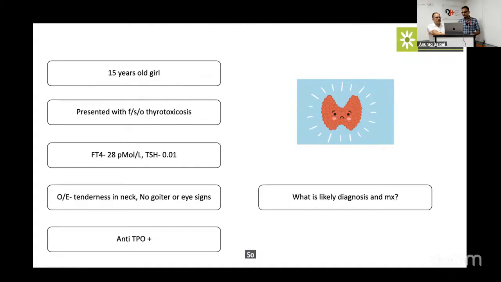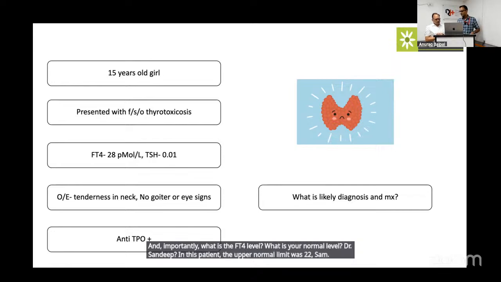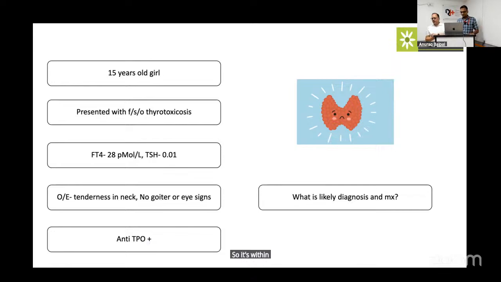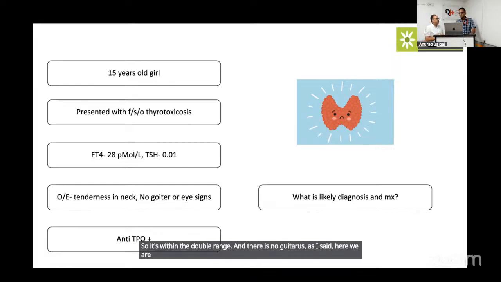So this is a girl who doesn't have any eye sign or goiter. And importantly, what is the FT4 level? What is your normal level, Dr. Sandeep? In this patient, the upper normal limit was 22, sir. So it's within double the range and there is no goiter. So as I said, here we are thinking more in terms of damage rather than increased production.